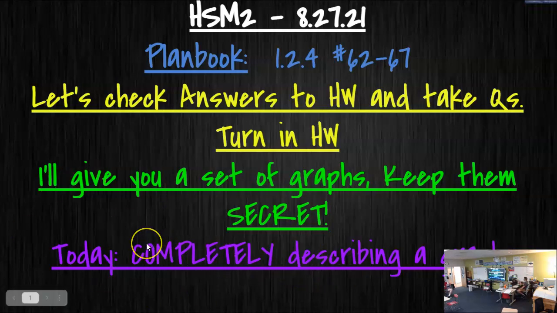So today, what we're doing is completely describing a graph. Our activity is that I'm going to give each of you 4 different graphs, like the XY axes and something graphed on it. You will have to answer questions about the graph, and hopefully the other 2 classmates will be able to draw it. You cannot say, my graph is the line of x plus 1. You cannot just tell them, but you can answer questions.